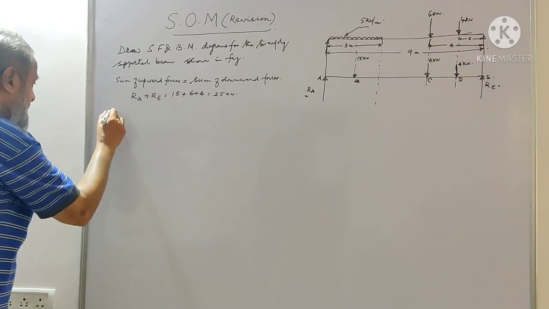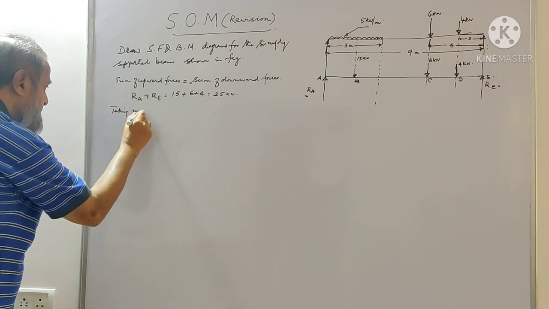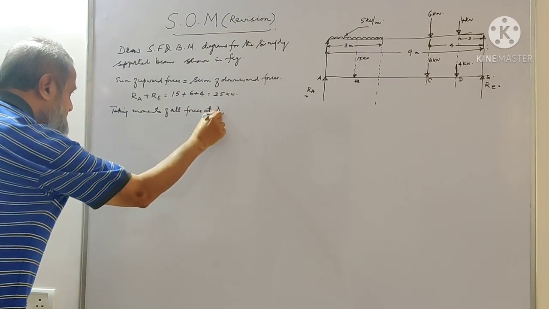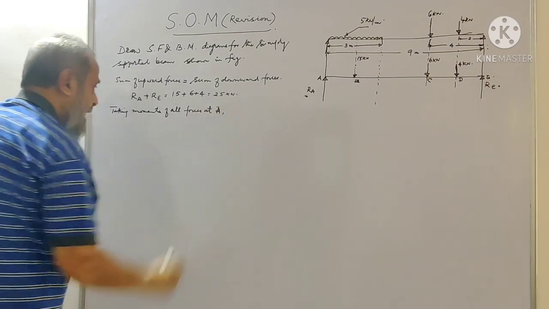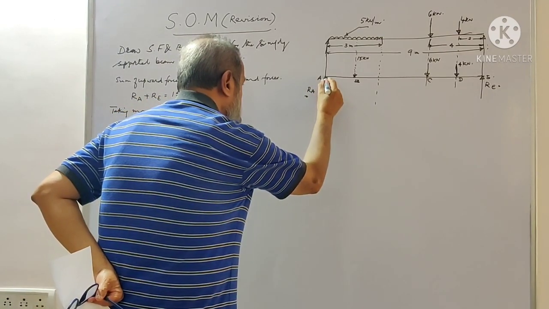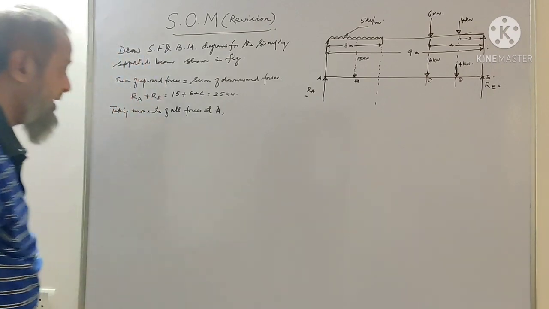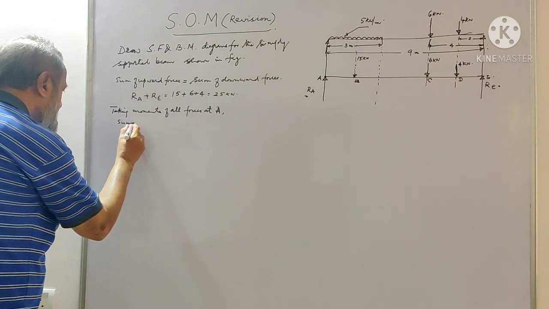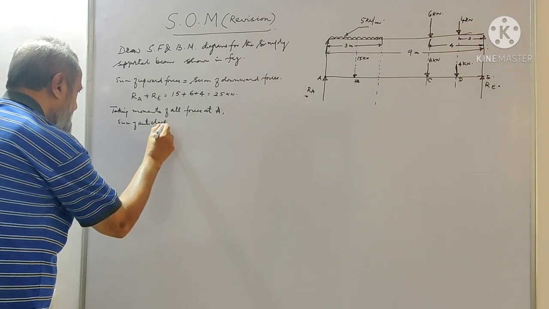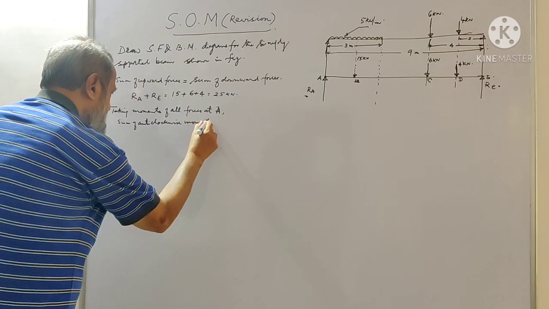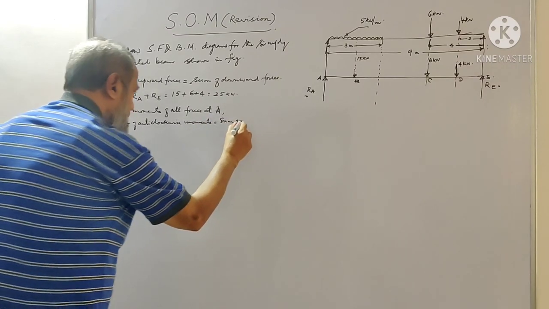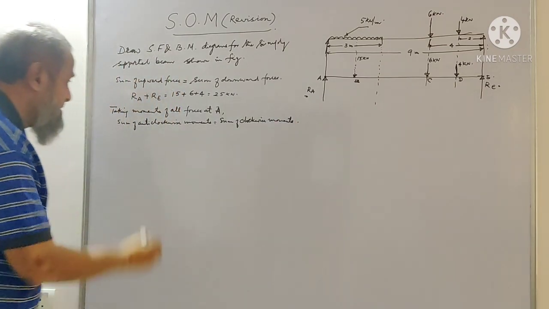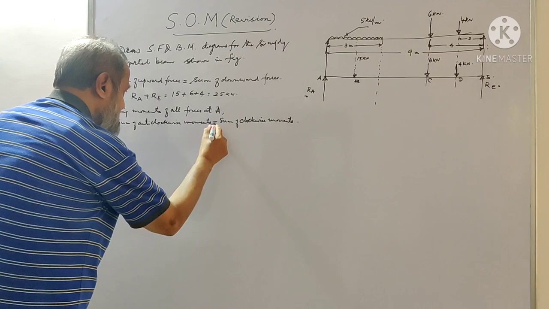Next, we take moments of all forces at the point A, that is here. Why am I taking it here? If I take moments here, the moment due to Ra gets eliminated. So moments of all forces at A: sum of anti-clockwise moments is equal to sum of clockwise moments. In all simply supported beams, this is how we find out the two reactions.